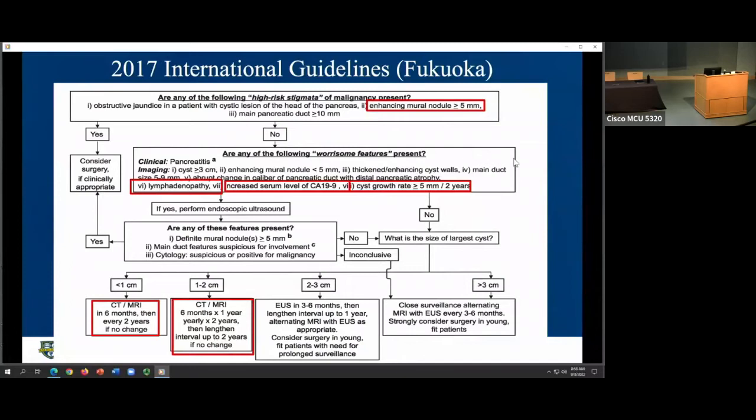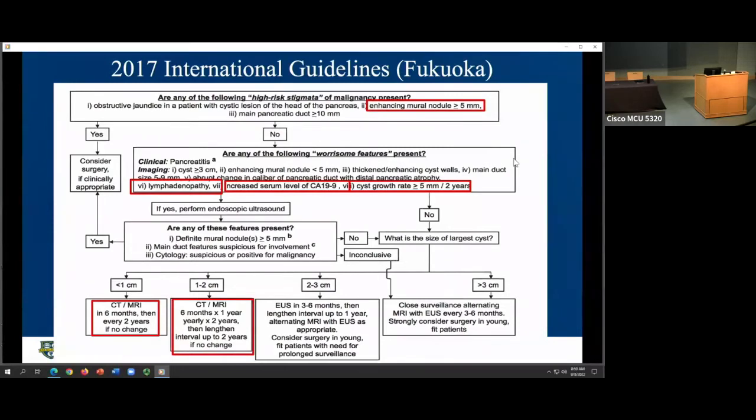And here you can see in the 2017 guideline, for cysts less than 1 centimeter, CT or MRI is recommended in 6 months, and then every 2 years if no change is seen. And this is different from the prior guidelines. And for cysts that are 1 to 2 centimeters, CT or MRI is recommended for 6 months for the first year, and then yearly for 2 years, and then to lengthen up the interval up to 2 years.